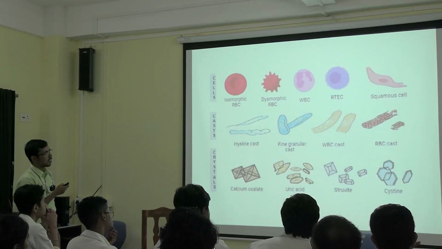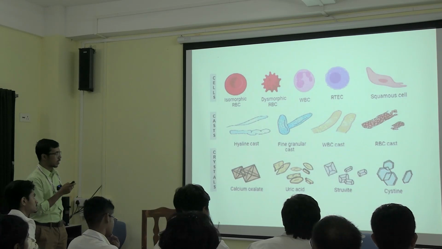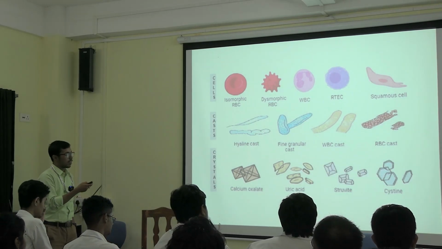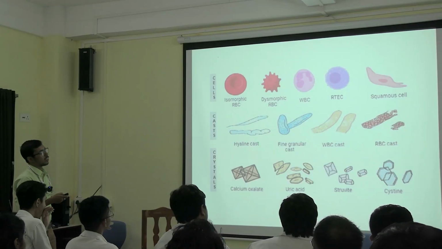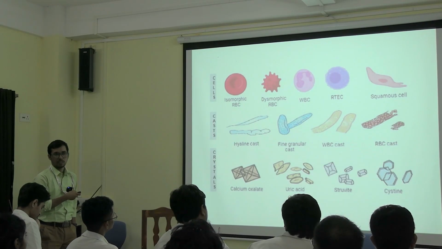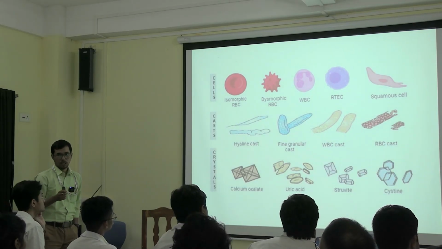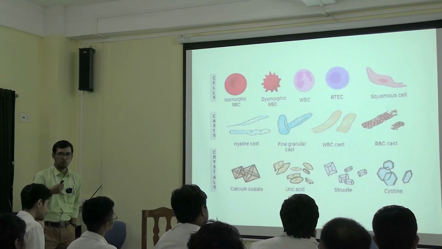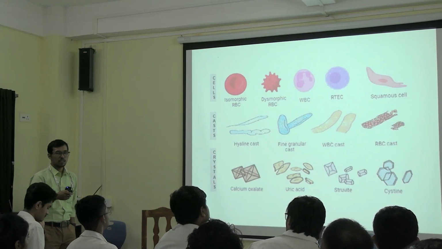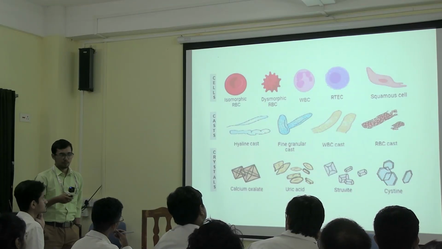Then casts are hyaline cast, fine granular cast, WBC cast, RBC cast. We will discuss these casts later. Then crystals are calcium oxalate crystals, uric acid crystals, struvite crystals and cystine crystals. If these crystals are found in urine, that means there is a pathology. If these crystals get deposited slowly in our bladder or in the kidney, then their deposition will result in stone formation.